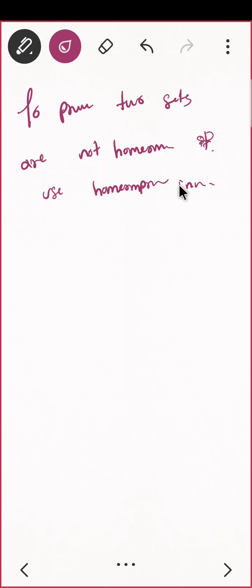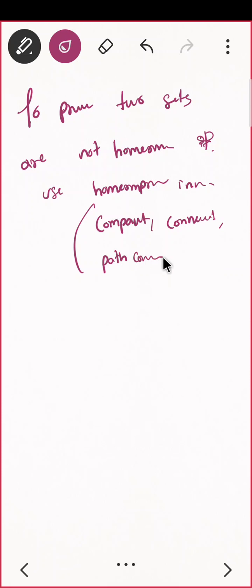That means, what are homeomorphic invariants? Compact is a homeomorphic invariant. Connected is, even path connected is also, and there are some more, but you don't know the word. Actually, it is not defined yet to you. Okay, so compact, connected, path connected are invariants, and complete is not a homeomorphic invariant. That is one thing you need to remember.